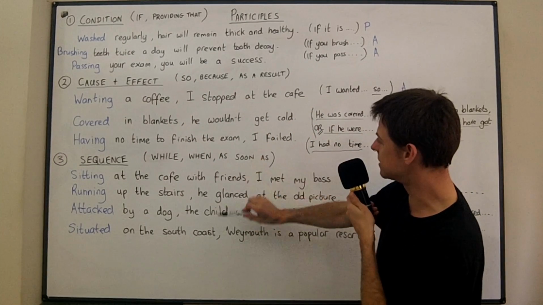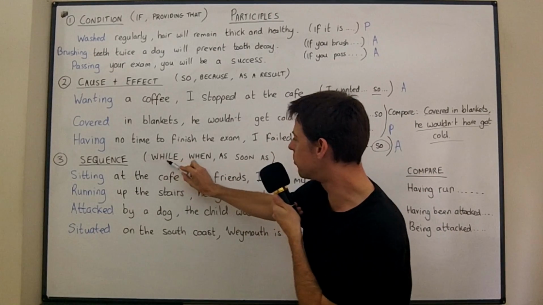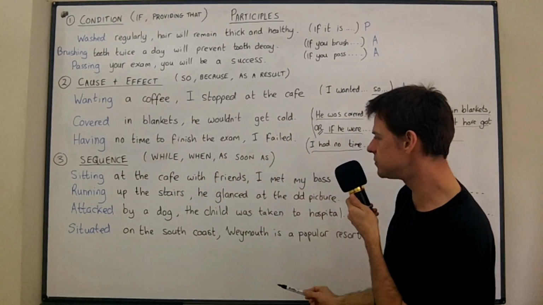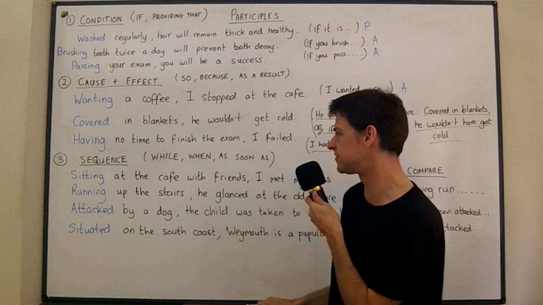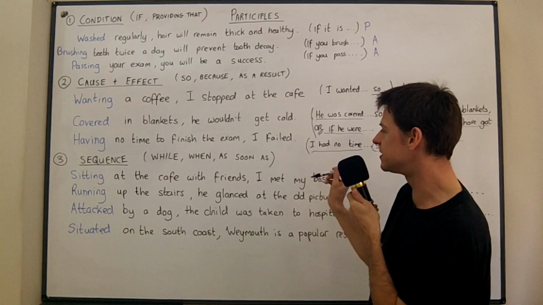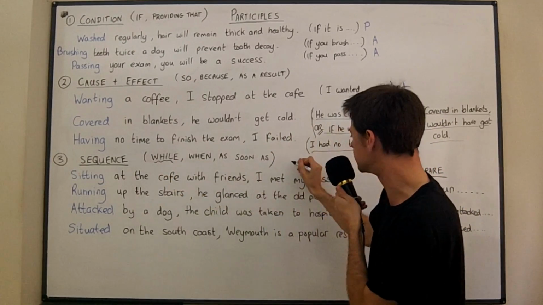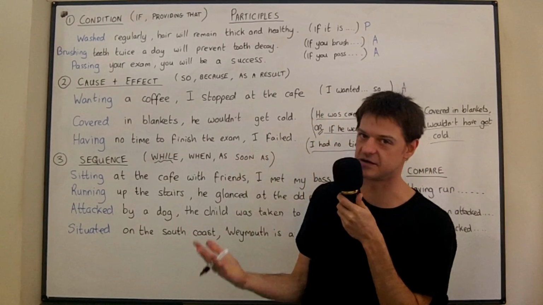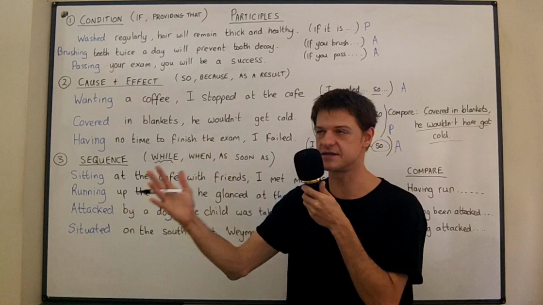The last part which we're going to look at is sequence, which is where we can remove while or when or as soon as using these participles. So we're talking about the order of events, and it also includes simultaneity as well, which is basically while. While is simultaneity. It's when two things happen at the same time, we can use participles, or when one thing happens after the other.